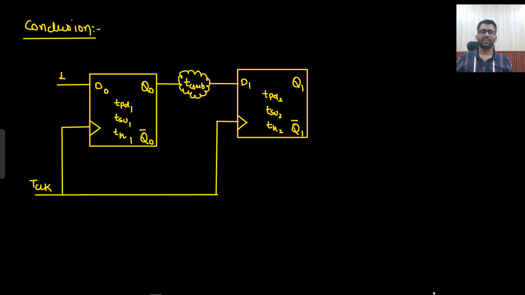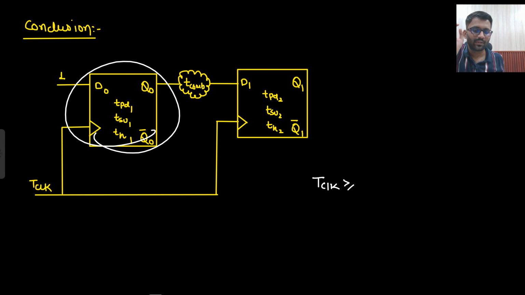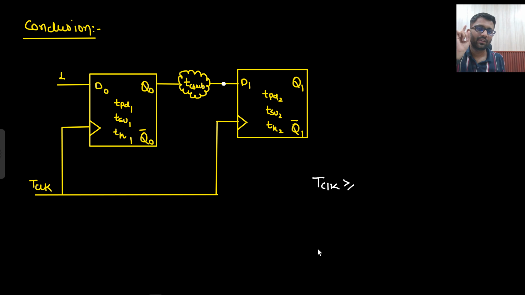Now what is the conclusion of that? Let's see the conclusion. Let me know if you are able to follow it or not. What should be my T clock? How will I write it? First I will see that the input here is stable, so no need to worry about this flop. The issue is here. Then I will see after how much time this D1 input becomes stable. First I will see that.